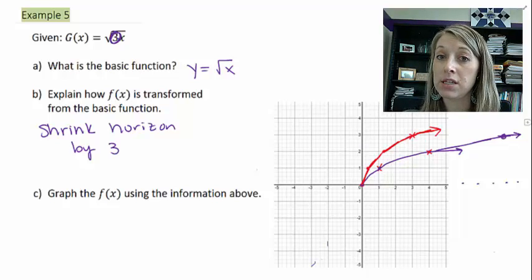Shifting it is addition and subtraction. Reflecting it is multiplying by a negative. And stretching and shrinking it is just multiplying or dividing by a number. And so in the next videos, we're going to be working on recapping all of those at once and looking at different types of examples.